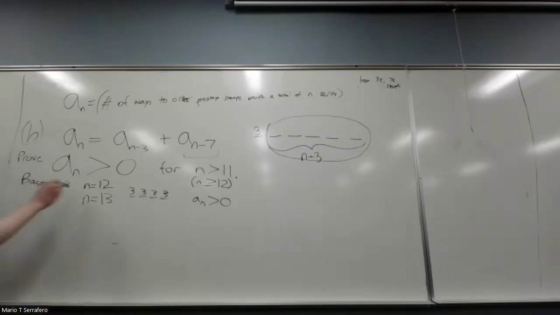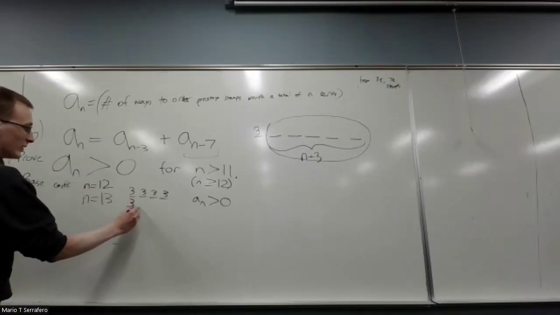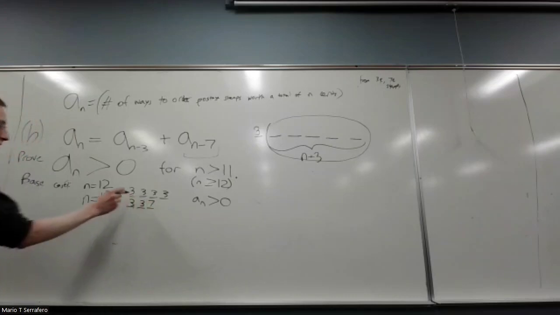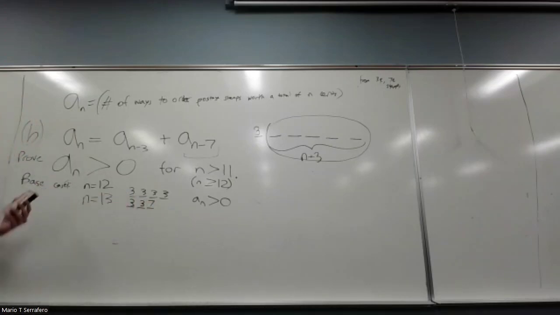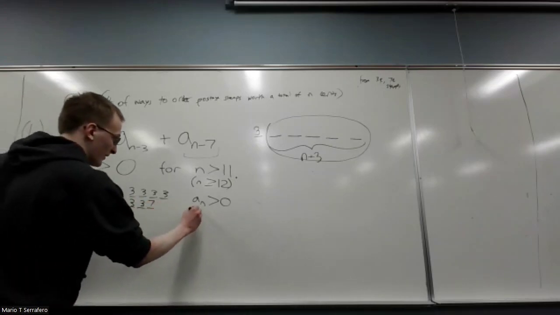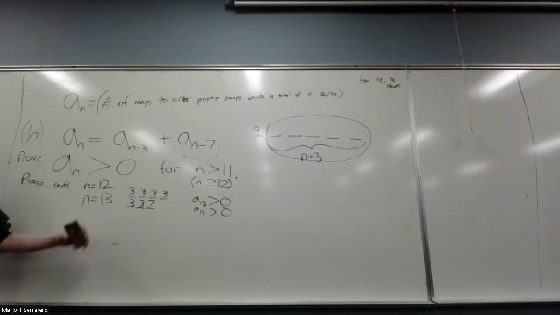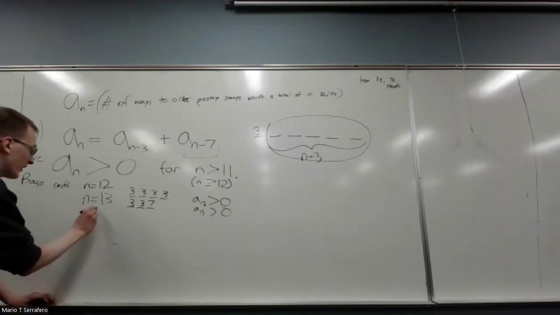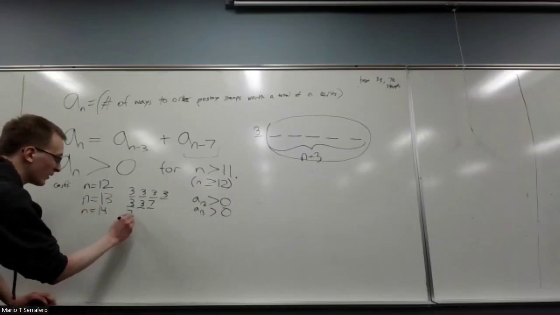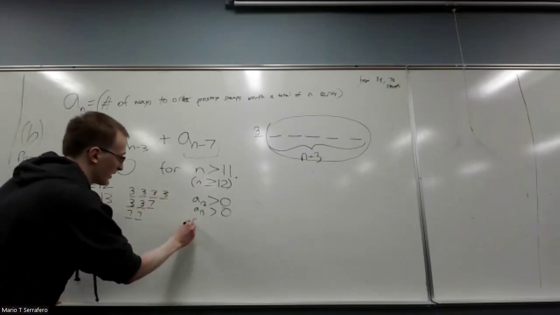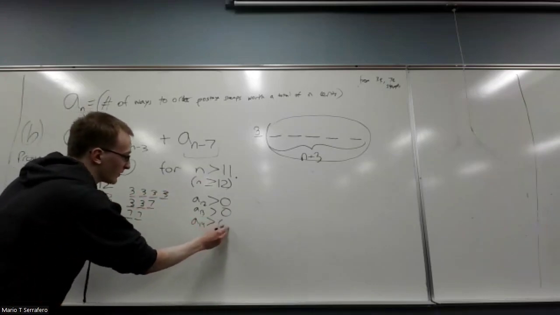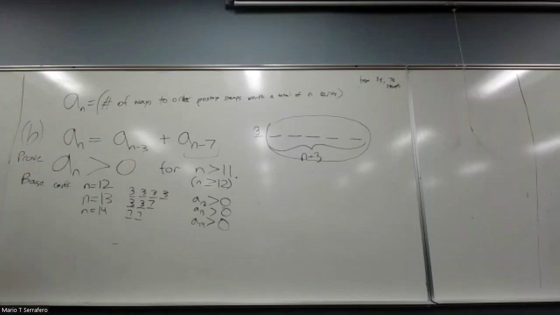For n equals 13, we can get that by using 2 3-cent stamps and a 7-cent stamp. So that's also a sub 13 is greater than 0. We check that explicitly. And similarly for n equals 14, we can do it with 2 7-cent stamps, so a sub 14 is greater than 0.